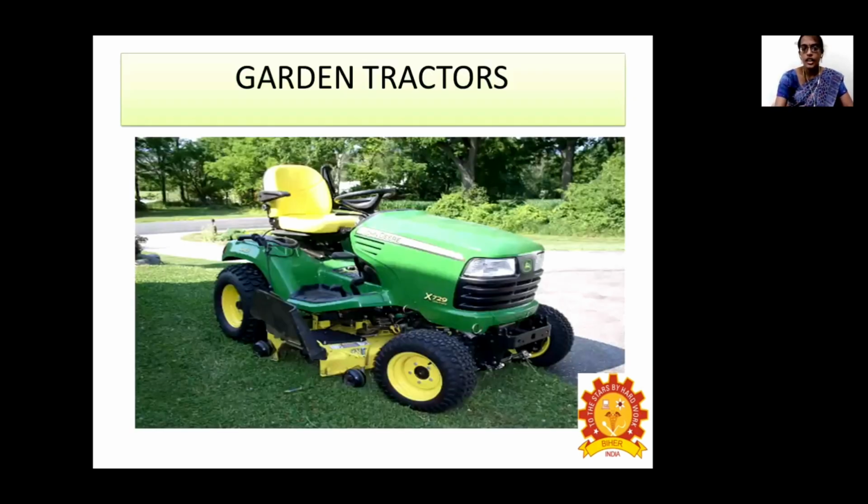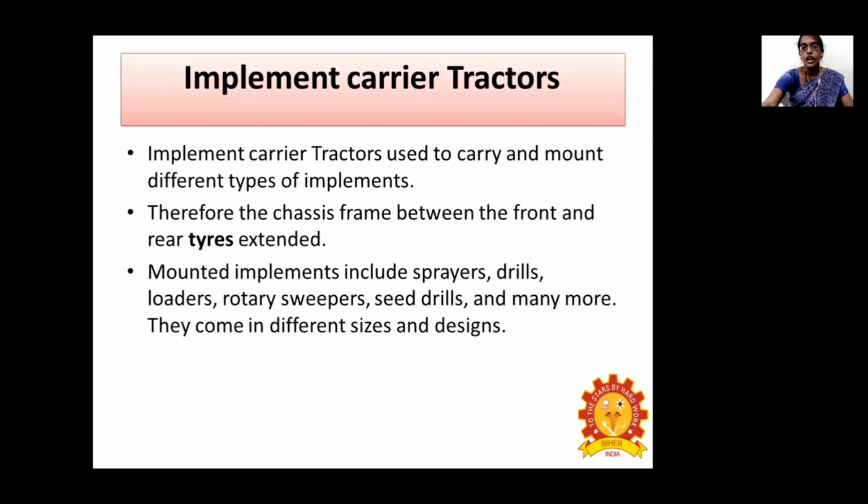So this one is a garden type tractor. It is very compact in size, and it has a very small engine power range, from 1 HP to 20 HP only. And next one is implement carrier tractors. This is used to carry and mount different types of implements.